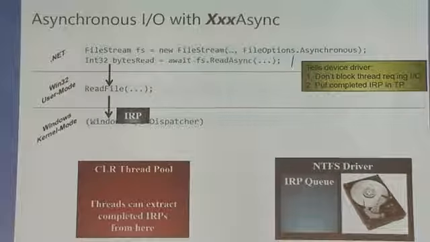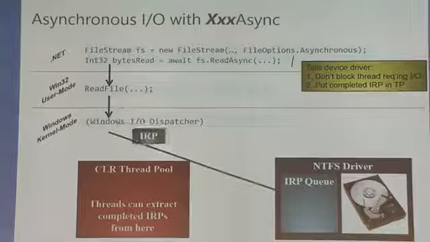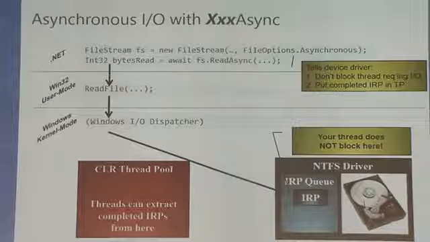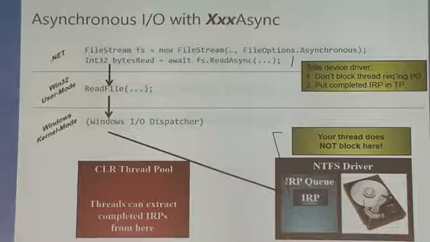The operating system will then take the I/O request packet and will shove it into the IRP queue for the desired hardware device, in this case the hard disk. But now a beautiful thing happens. Because we use that flag, FileOptions.Asynchronous above, your thread will not block here now.